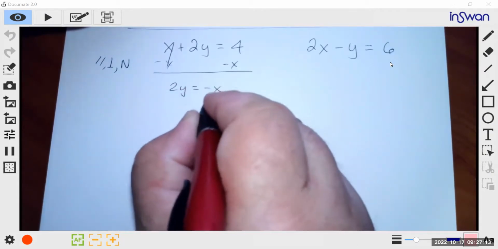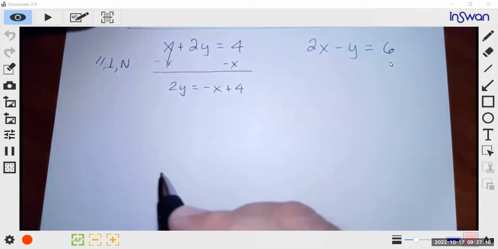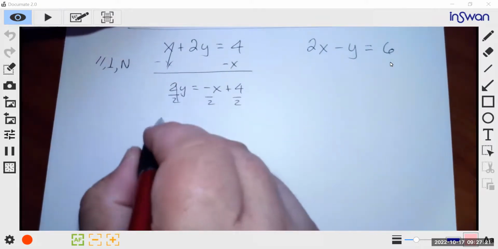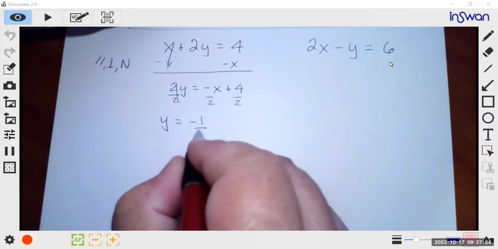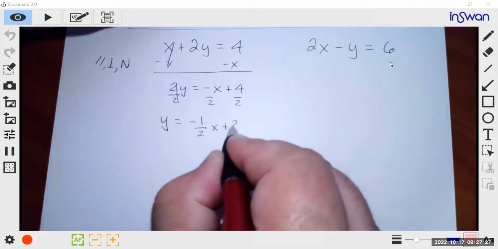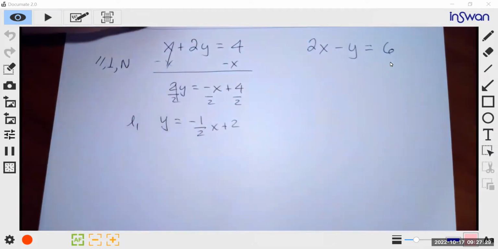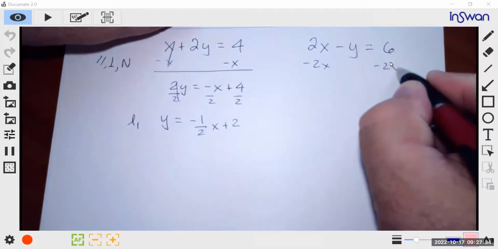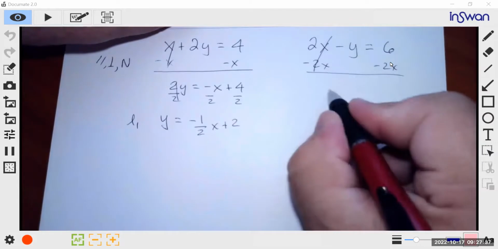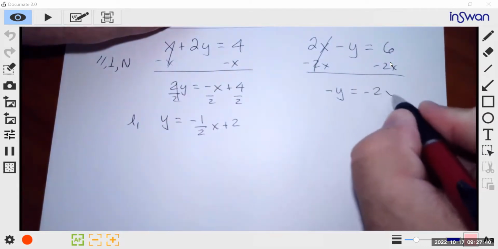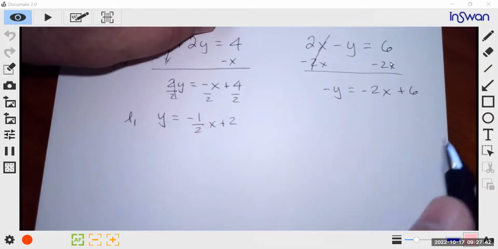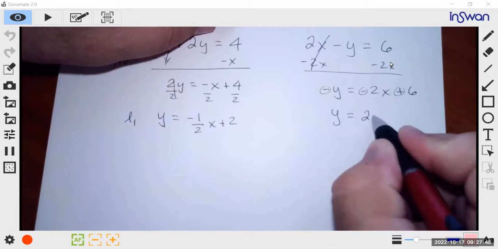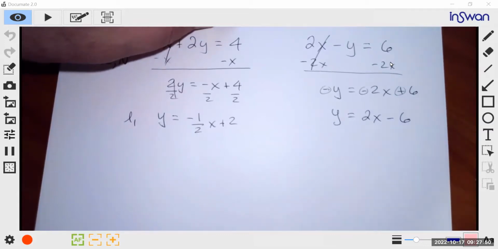2y equals -x plus 4. Divide each term by 2. It's -1/2x plus 2. There's line 1. Now line 2. Subtract 2x from both sides. -y equals -2x plus 6. Change the signs across the board. y equals 2x minus 6.